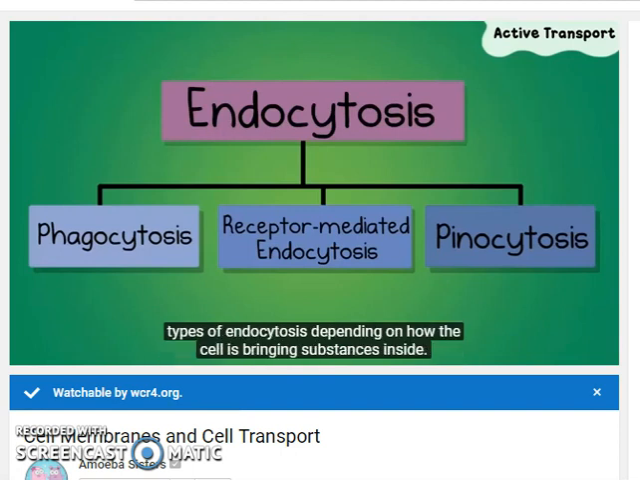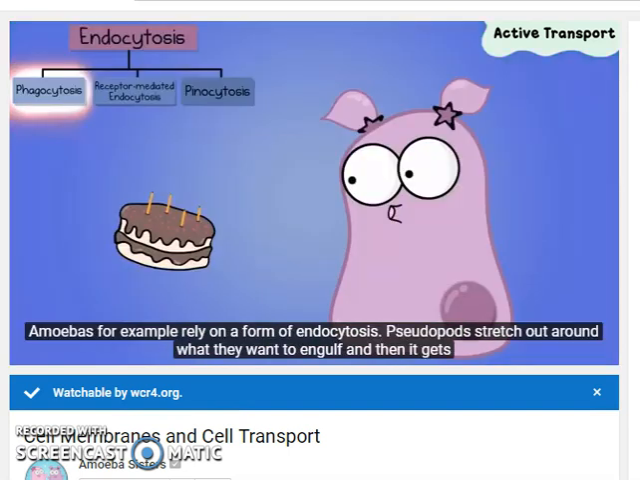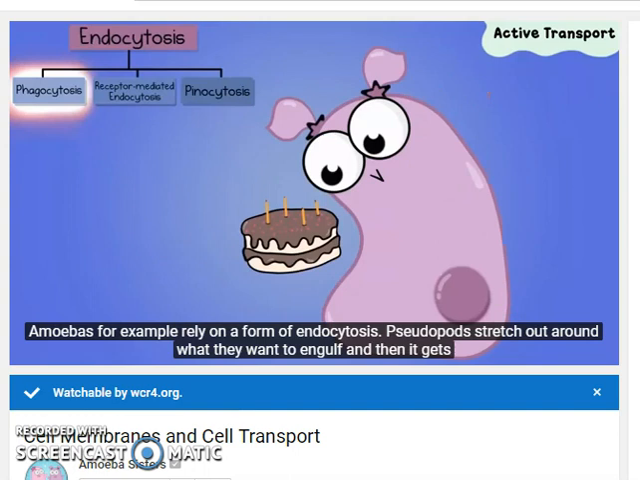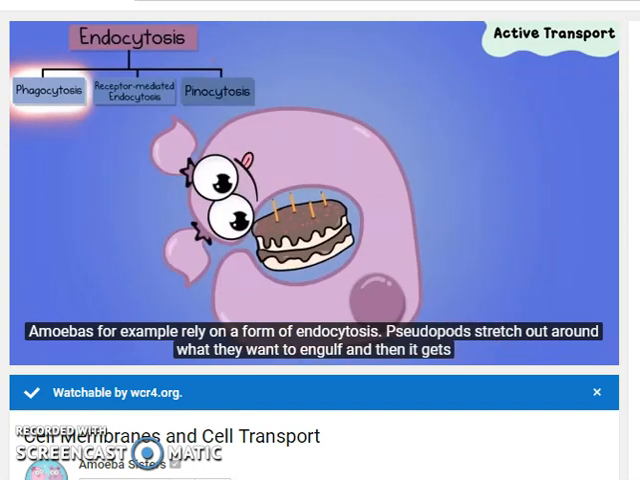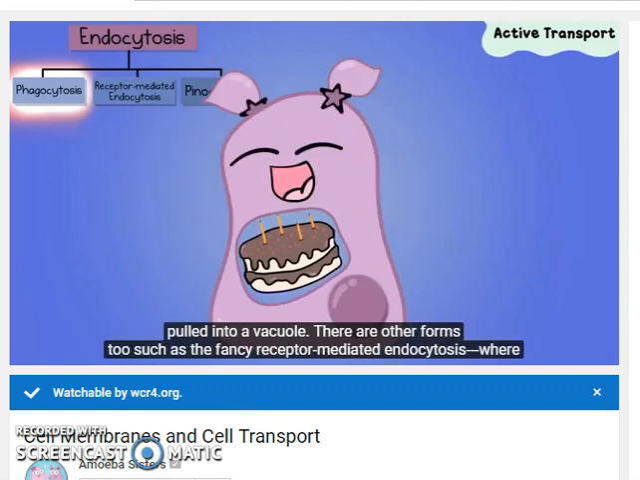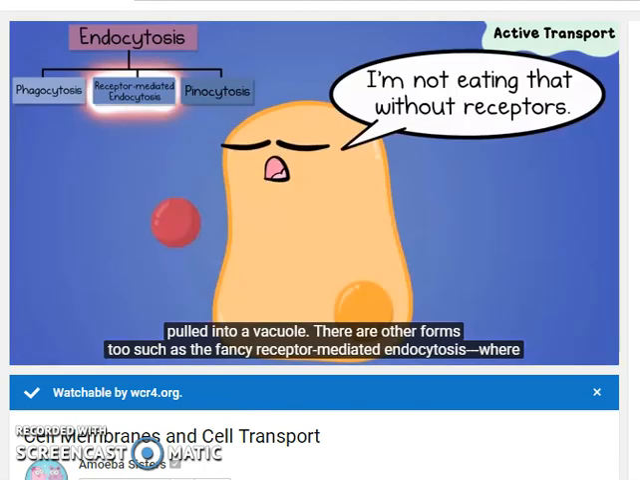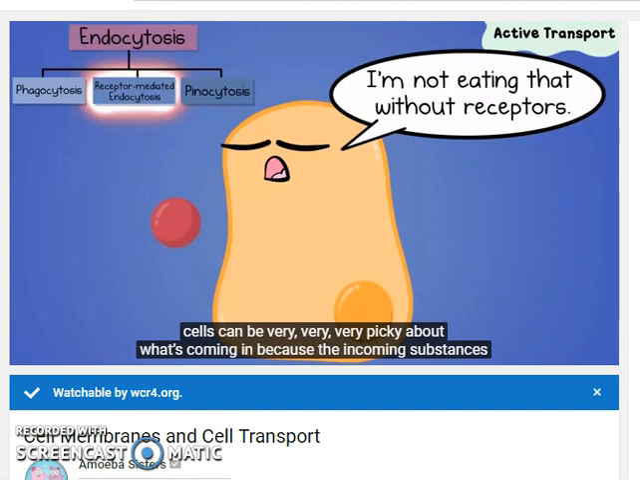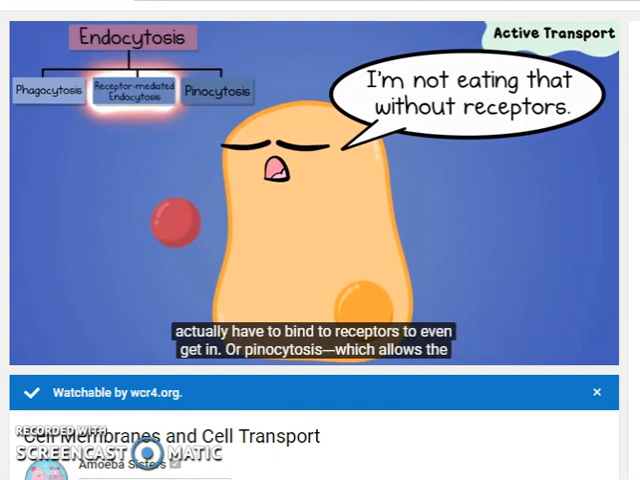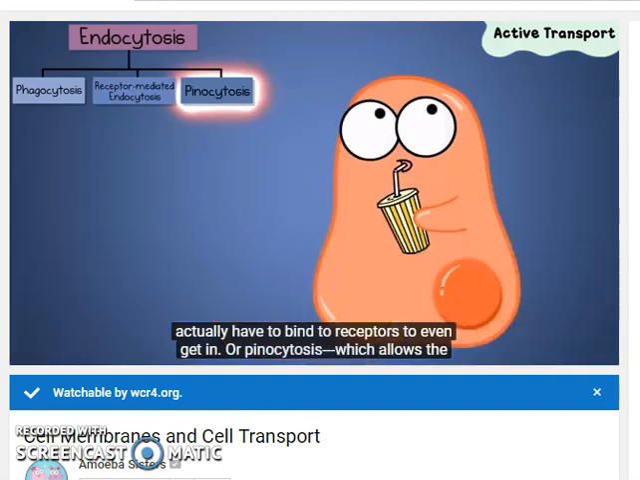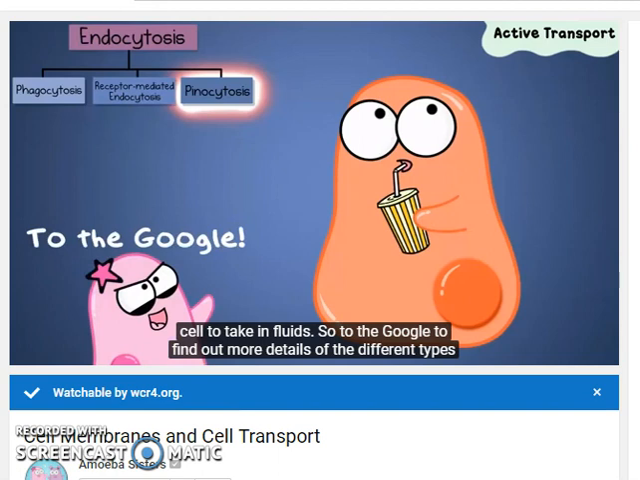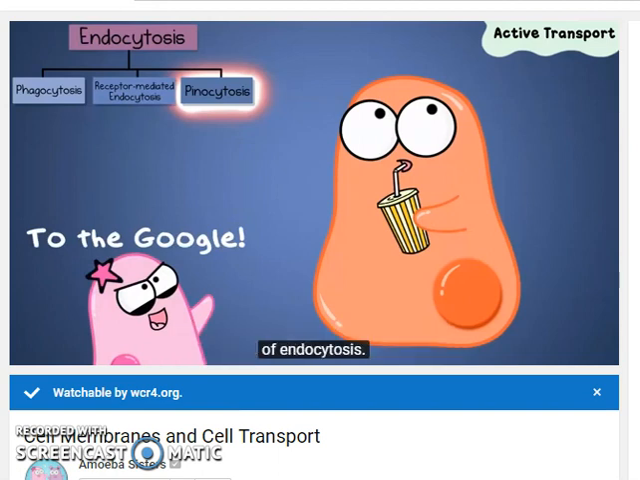There are different types of endocytosis depending on how that cell is bringing substances inside. Amoebas, for example, rely on a form of endocytosis. In this example, pseudopods stretch out around what they are going to engulf, and then it pulls it into a vacuole. And there are other forms too, such as the fancy receptor-mediated endocytosis. This is where cells can be very, very picky on what's coming in because the incoming substances actually have to bind to receptors to even get in. Or pinocytosis, this allows cells to take in fluids. So go to Google to find out more details of the different types of endocytosis.